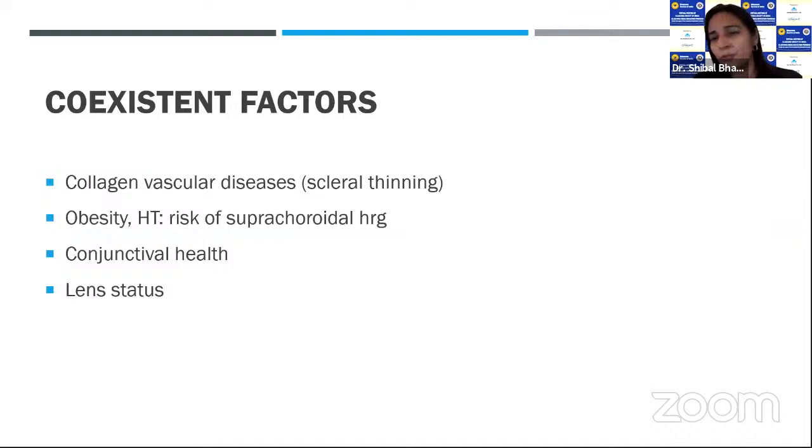For the elderly patients, you can choose between trabeculectomy and the tube. I am more comfortable putting in a tube. I know Parul is much more comfortable doing a trab. So our practice therefore diverges from there.